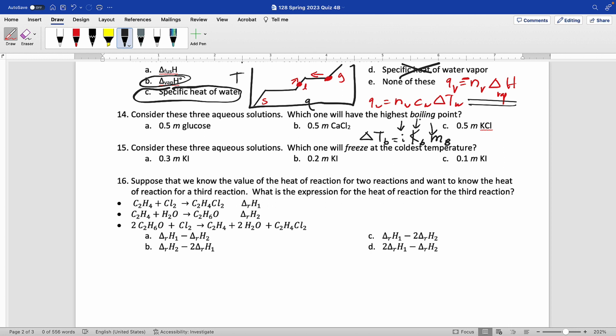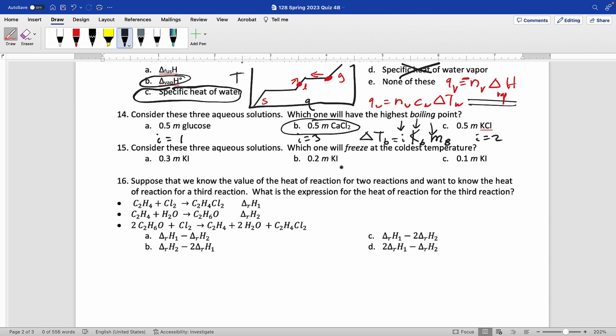So here, notice the concentration, the molality, was the same. These are all 0.5 molal. However, we've got i equal 1, because this is just a molecular compound. We've got i equal 2, because you form a potassium ion and a chloride ion. And then we've got i equal 3, because you get a calcium ion and 2 chloride ions. So this is going to be the one with the biggest effect, because the concentrations are all the same, but this has a bigger van 't Hoff factor i.